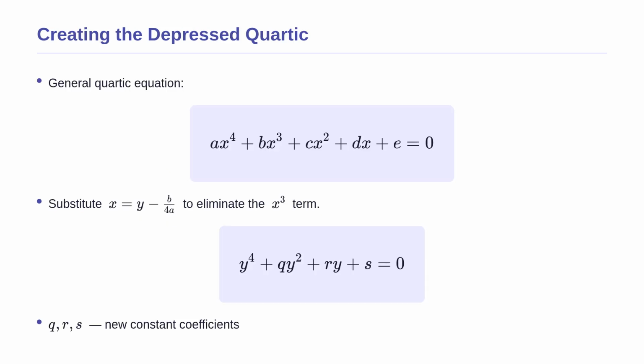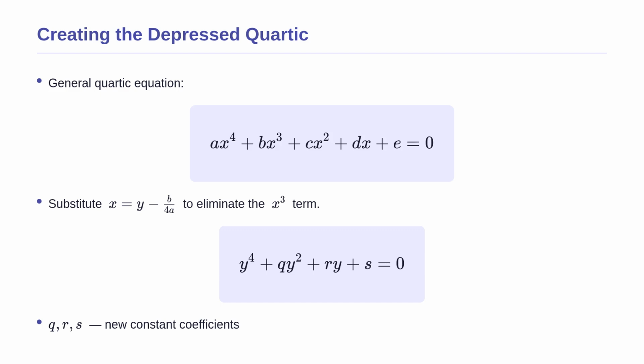To begin this process, we start with the general form of a quartic equation. Here, a, b, c, d, and e are known constants, and x is our unknown variable. If any of these variables change, the shape of the graph shifts. To eliminate the x cubed term, we substitute a new variable, y, using the relation x equals y minus b over 4a. Conceptually, this shifts the entire graph left or right until the cubic part disappears.